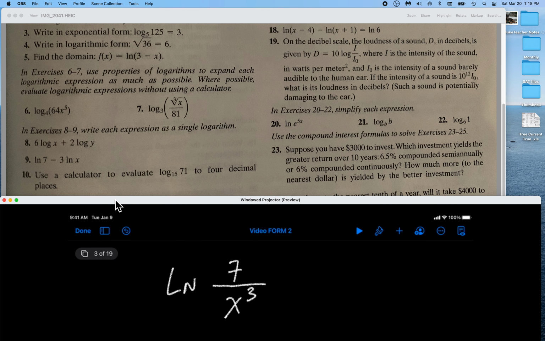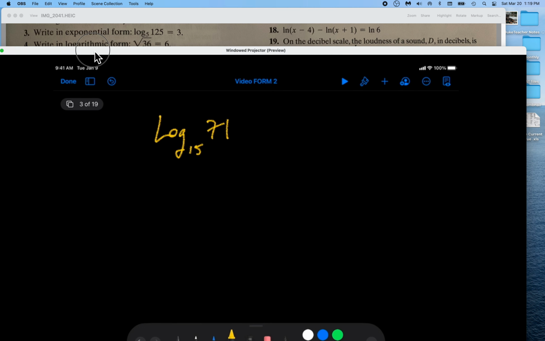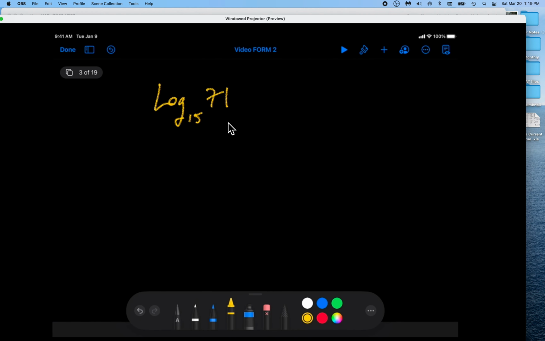Okay, next one. Log base 15 with an argument of 71, and they want us to evaluate this. This problem, as is, is not calculator friendly. You cannot go to your calculator and enter anything with a log to the base 15. The only thing you can do is see a log button, which has a base 10, and an ln button, which has a base e.